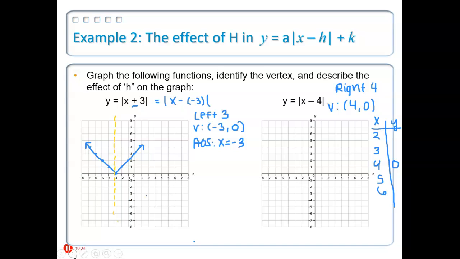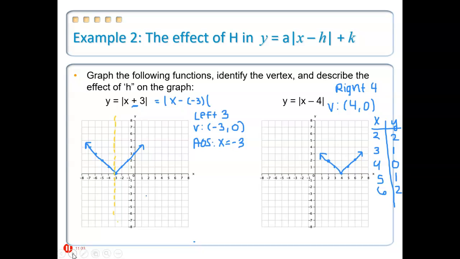So 3 minus 4 is negative 1. Absolute value is 1. 5 minus 4 is 1. 6 minus 4 is 2. 2 minus 4 is negative 2. Absolute value is 2. So again, we could plot points by making a table, and all I did was simply plug those points back into the original function.